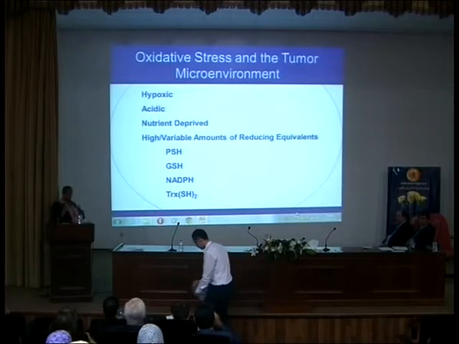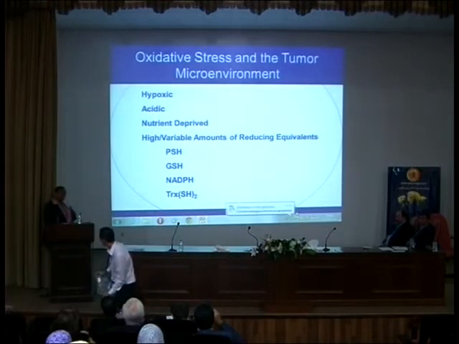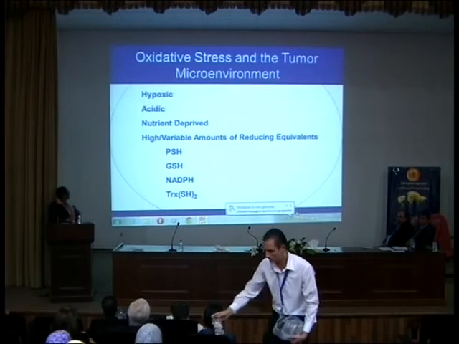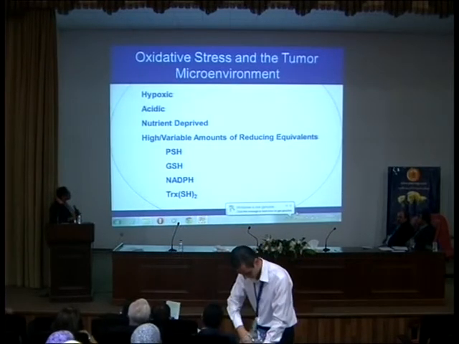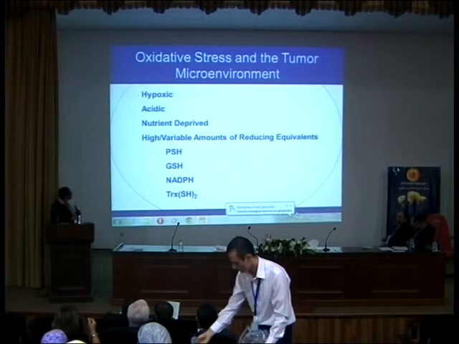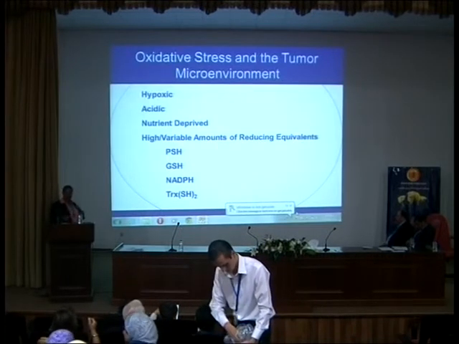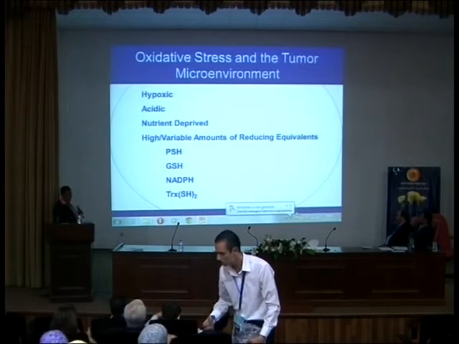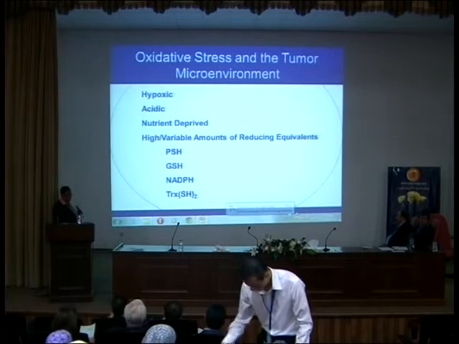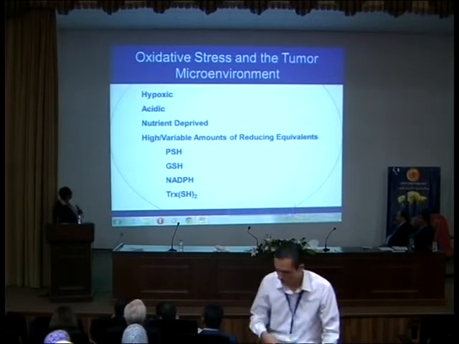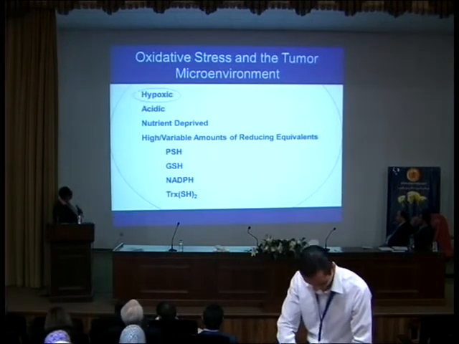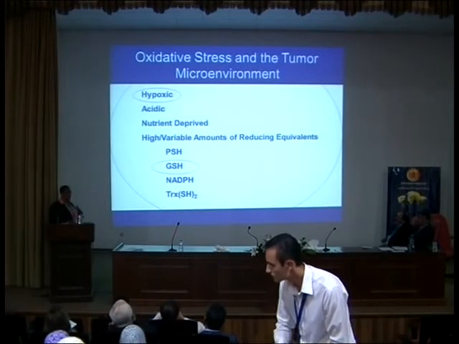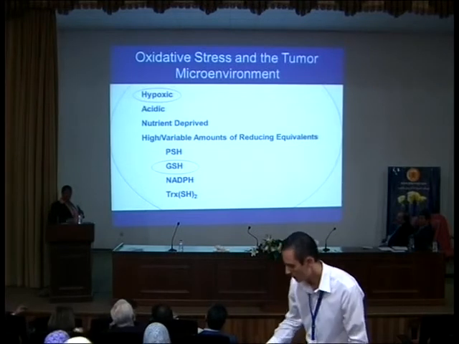The environment is acidic. It's usually in the range of pH 5 and below. They are nutrient deprived. And then they have variable amounts of reducing equivalents. And these are different reductants, with glutathione being the one that we focus on most often. So those are two very important differences between a healthy cell and an unhealthy cell: hypoxia, no oxygen, and glutathione levels that are highly increased or decreased.